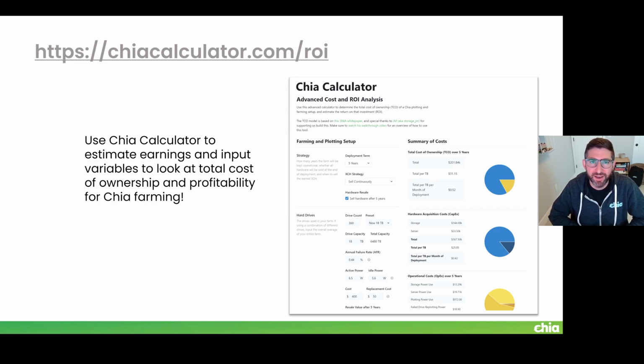So you can go to chiacalculator.com/ROI, and you'll actually see a copy of the model here. He used my model as the reference, which is the SNIA open source TCO model that I wrote for SNIA a long time ago. We've kind of modified that for Chia farming, and you can watch a video of me going over the tool of how to use it. But if you just learned everything that you had in the video today, you'll be able to go in here and put in some values, and you'll be able to figure out your TCO for Chia farming.